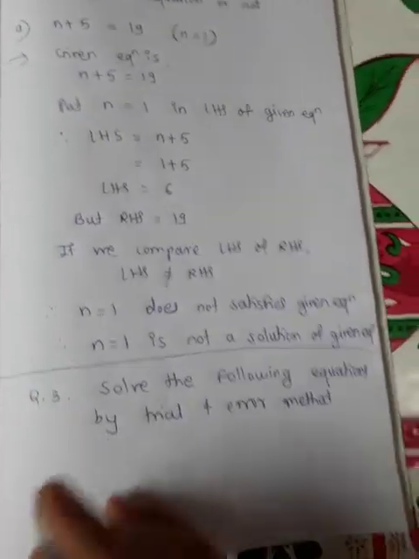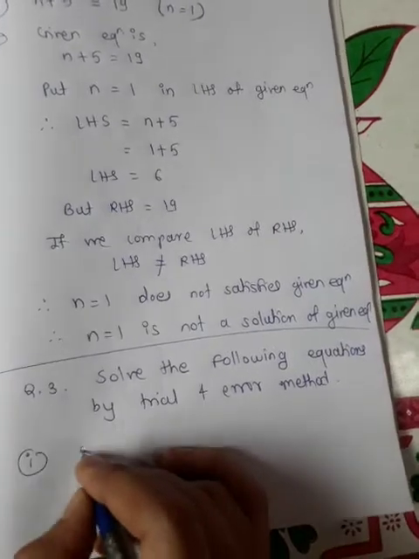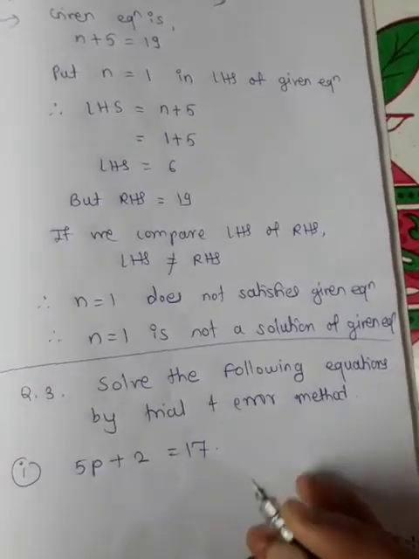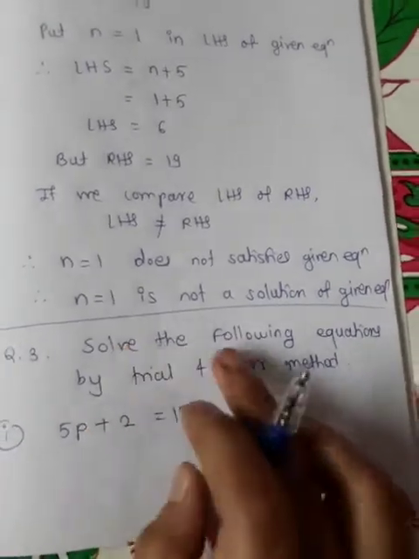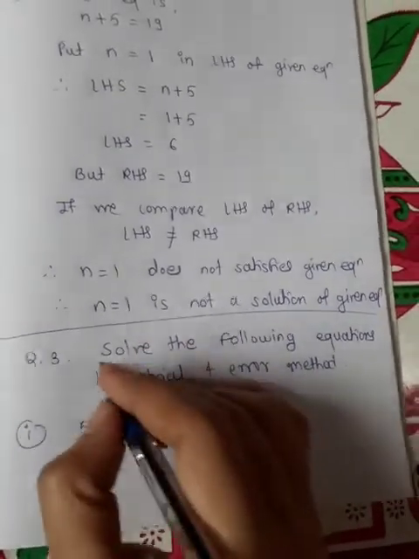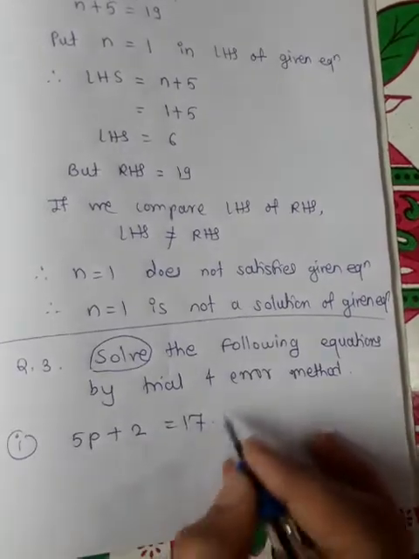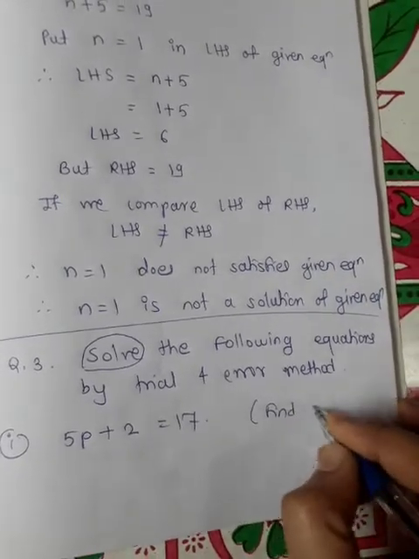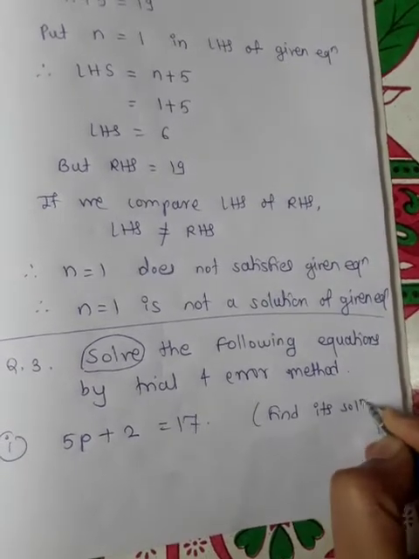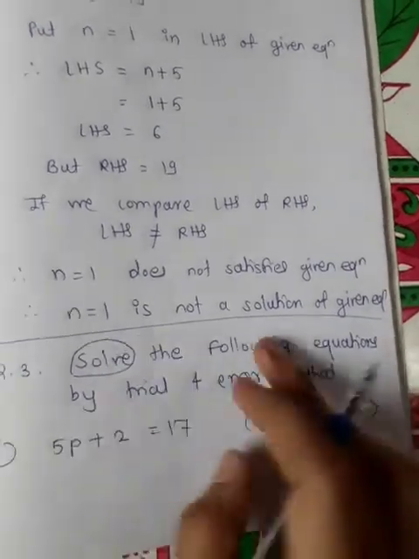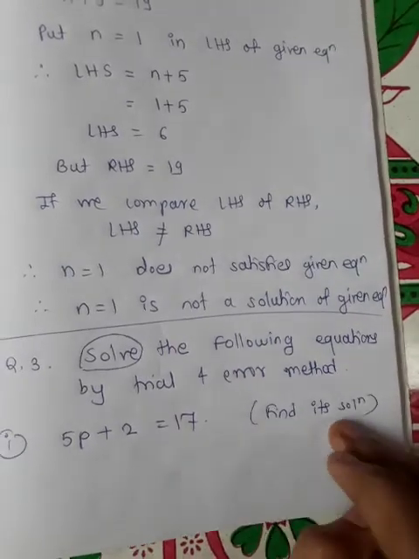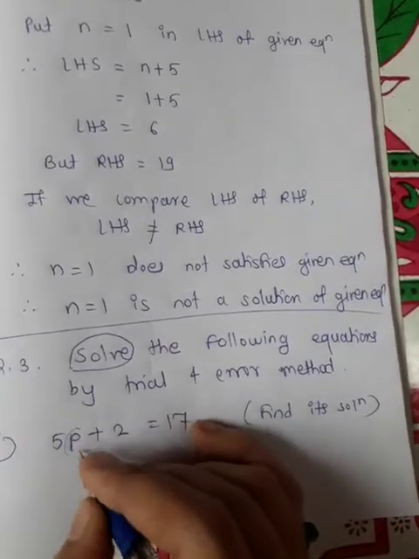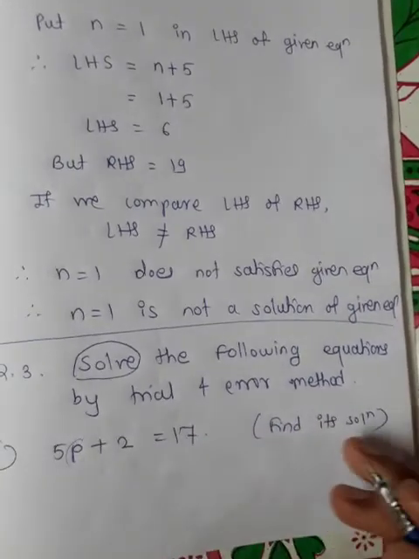Okay, so there is sub question 1: 5p plus 2 is equal to 17. Here we have to solve this equation. Solve means we have to find the value of p, that is, find its solution. And what is the solution? The value of p which satisfies the given equation is nothing but the solution.